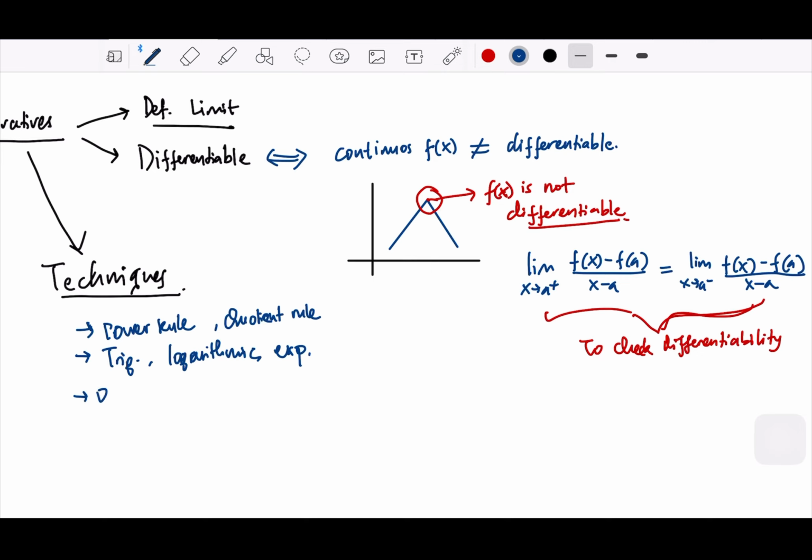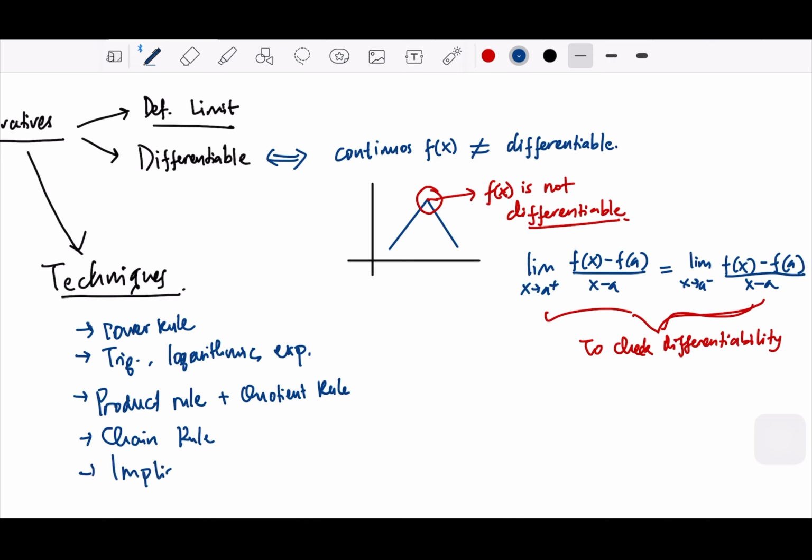And then we have the product rule. If you have composite functions, quotient rule should be here. Sorry, it should be with the product rule. And then chain rule, implicit differentiation.